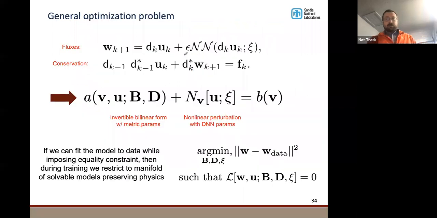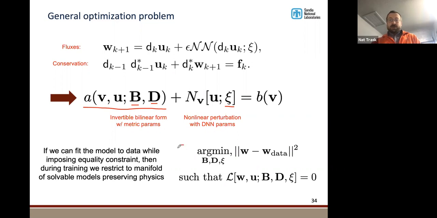So you can do this anywhere on that commuting diagram on the so-called de Rham complex, right? But at the end of the day, you can show that the model that pops out has this very nice structure. You have a nice invertible bilinear form. This is always some sort of Hodge-Laplacian. And this is where all of the metric information comes in, here and here, right? And so these are trainable parameters. And then you have this nonlinear perturbation. This is where all of your neural network parameters live.